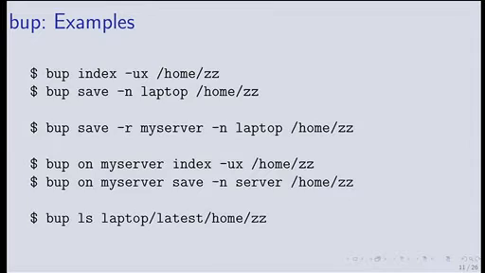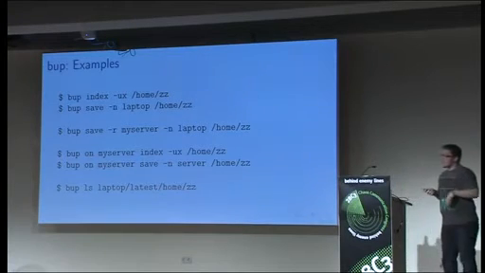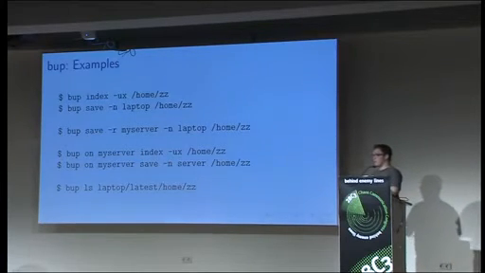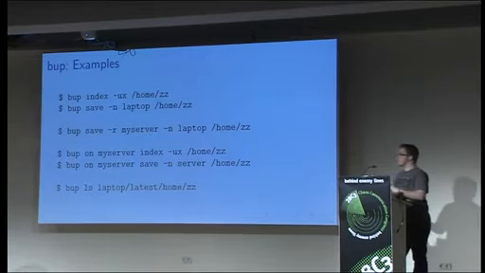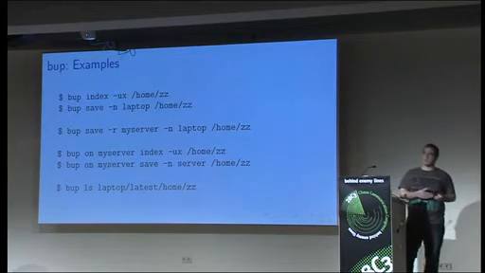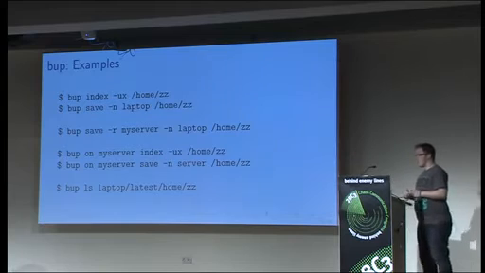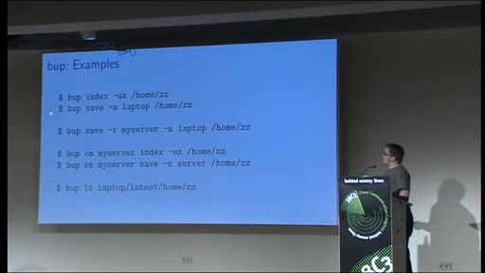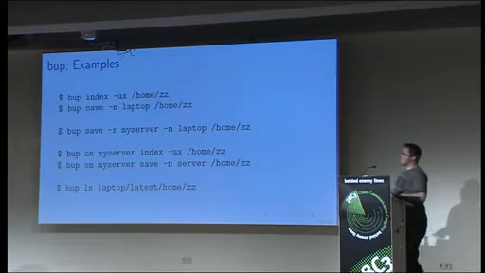Let's take a look how BUP is used. Currently, a backup action is done with two steps. First, an index step. The index step traverses the file system, takes a look at every file, and writes it to an index. And you can tell if you need to back it up, or if you have backed it up already. And the save step traverses this index.